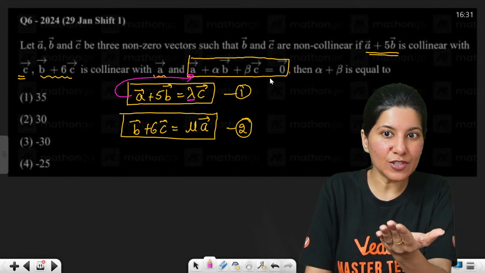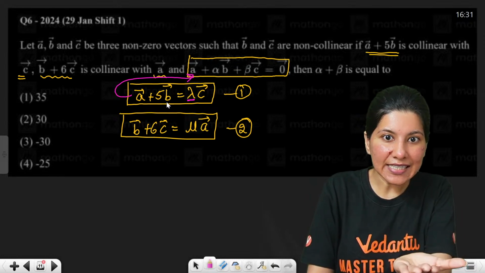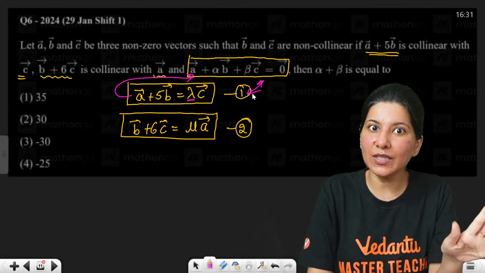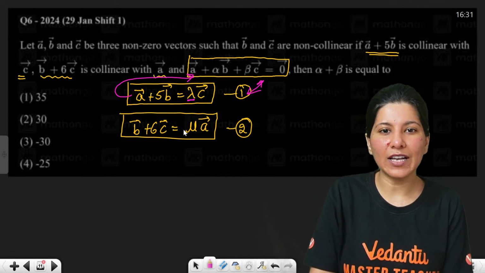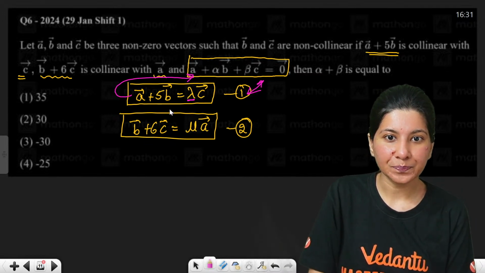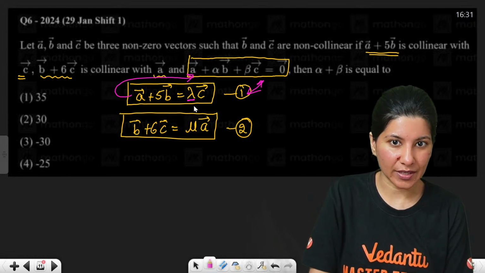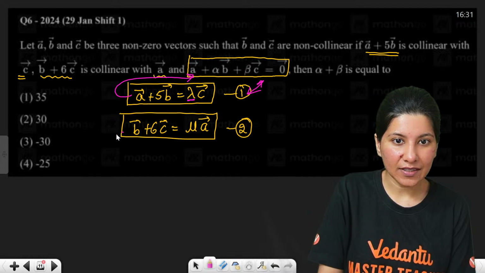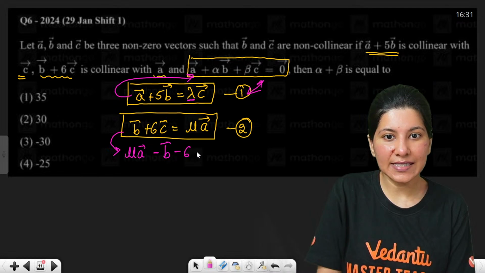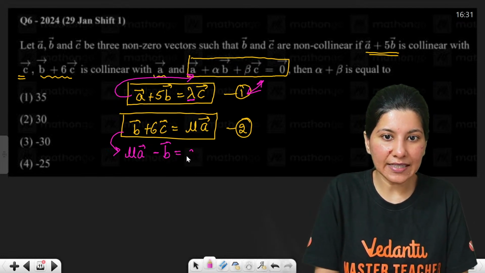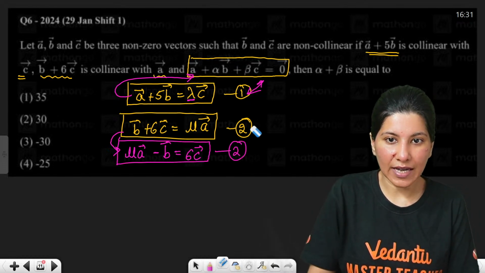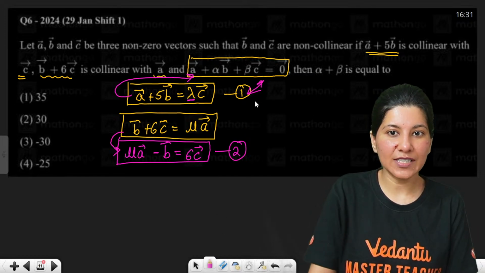See, the equation which they are giving in the question is exactly the same as the first equation. You are looking for the value of lambda only. That's it. How to get the value of lambda using these two equations? By comparison. So here you just have to compare these two equations. Second equation, I am rewriting: mu A vector minus B vector minus 6C is equal to 6C vector. Can I write it this way? I am going to compare the first and second equation.